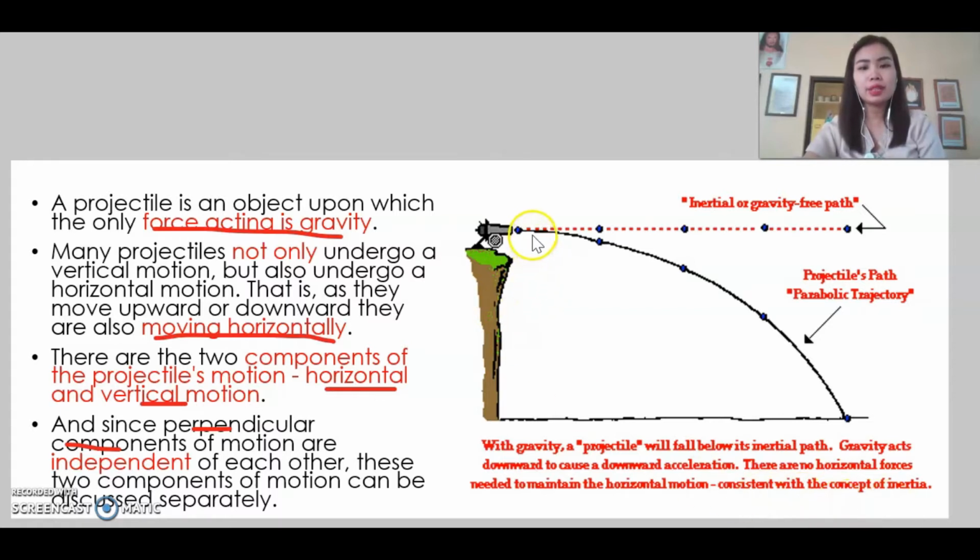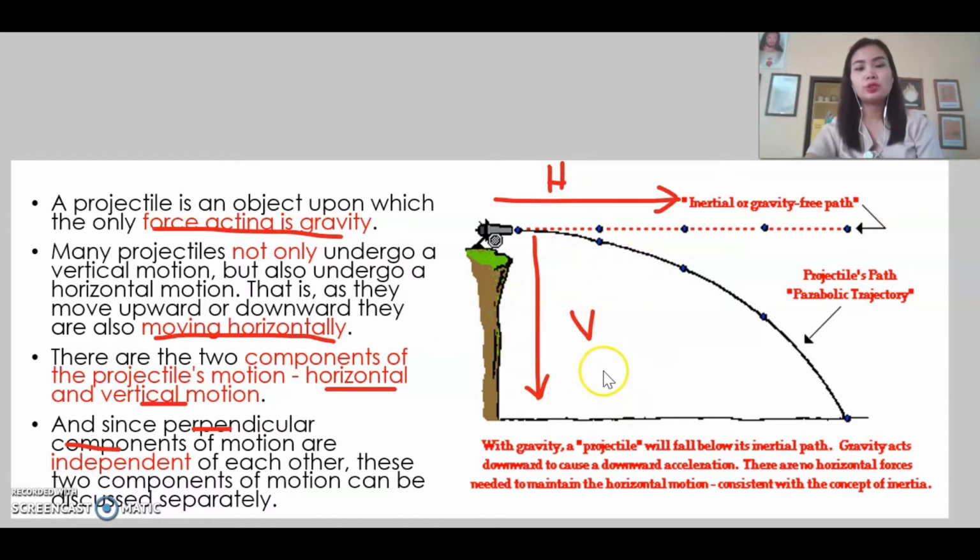Pag sinabing vertical, okay, ito yun. Vertical, pababa. Okay? Pag sinabing horizontal, okay, ito yun. And take note, vertical, anong cause ng vertical acceleration dito? Due to the gravity or the downward acceleration. Bakit meron tayong sinasabing horizontal motion? Dahil din sa ating concept ng inertia. Itong part is sinasabing parabolic trajectory or the projectile path.